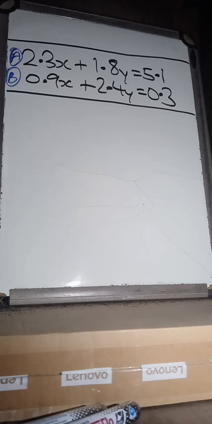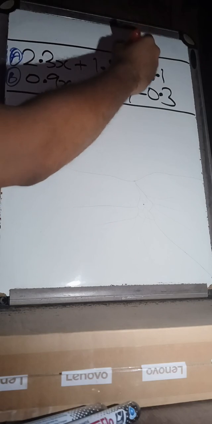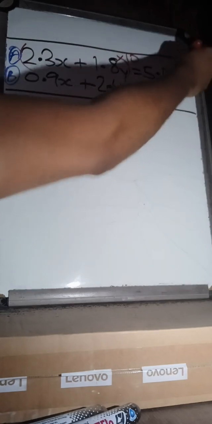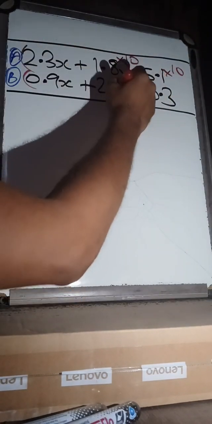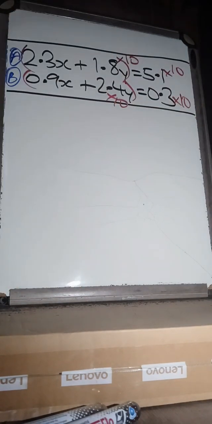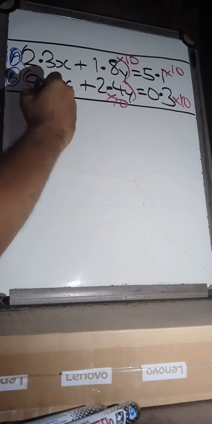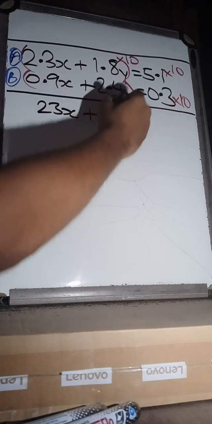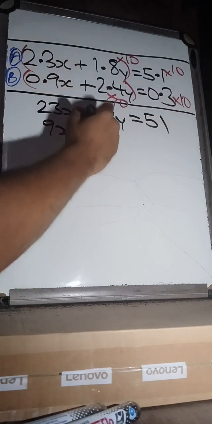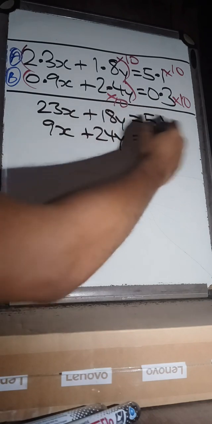Yeah. So we're going to multiply everything by 10. Just multiply everything by 10. We're multiplying all of that by 10, this by 10, all of this by 10, that by 10. So it's going to look like 23x plus 18y equal 51. 9x plus 24y equal 3.